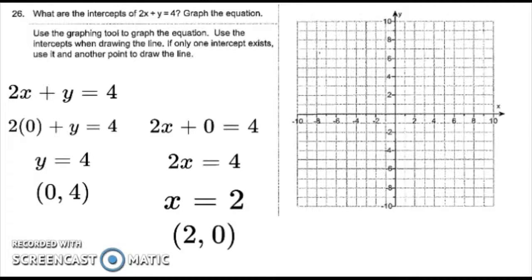So now I graph both of those. 0, 4 would be right here. 2, 0 would be right here. Connect the points, and there is your line for number 26.